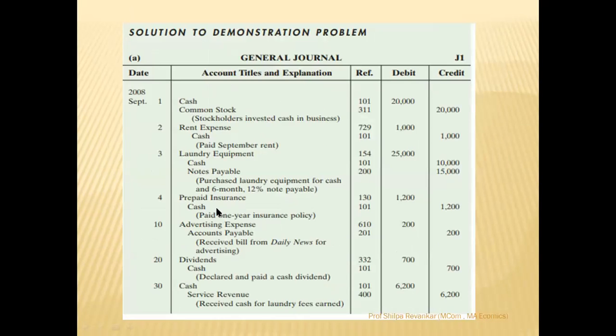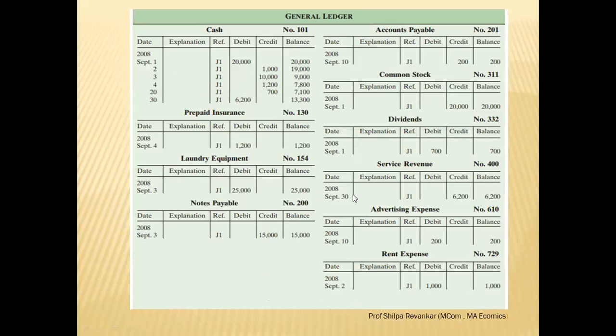Next is insurance is paid. So it is paid in cash. As it is an expense, we debit 1,200 for insurance and cash is going out, so 1,200 as credit. So insurance account, where is it? Okay, insurance account is here. So insurance account is debited with 1,200 rupees and cash account is credited with 1,200 rupees.